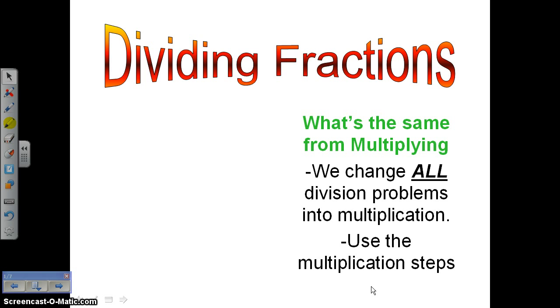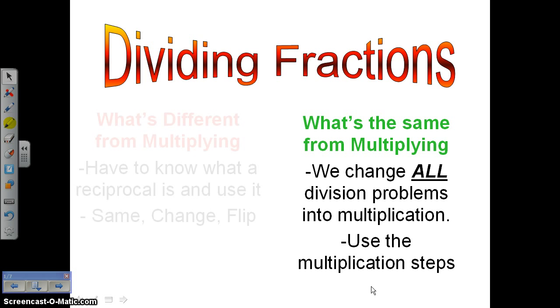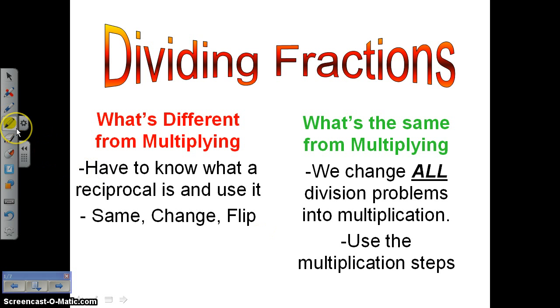A couple things that we have to do in order to get it to look like multiplying is that we need to use something called the reciprocal. I will tell you what the reciprocal is in a few seconds. But we need to find the reciprocal of a fraction because then that will allow us to change it into multiplication. Let's take a look so you see what I mean.